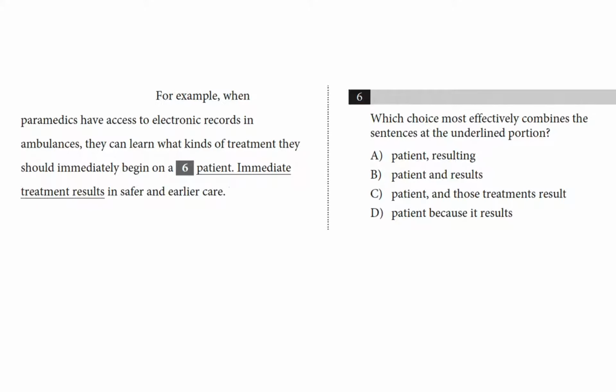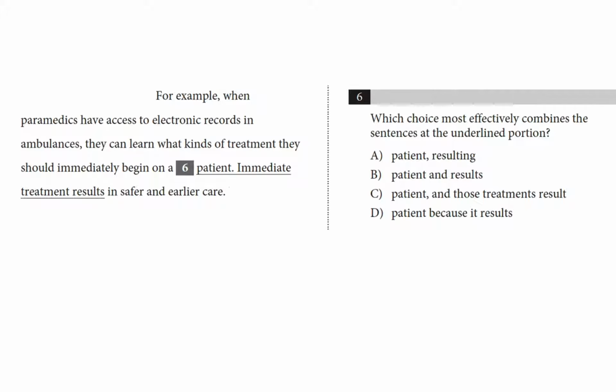We're looking at question 6, which comes at the intersection of two sentences. So let's read both. For example, when paramedics have access to electronic records in ambulances, they can learn what kinds of treatment they should immediately begin on a patient. Immediate treatment results in safer and earlier care. All right, and the question asks us which choice most effectively combines the sentences at the underlined portion.